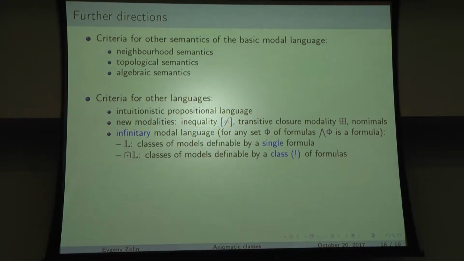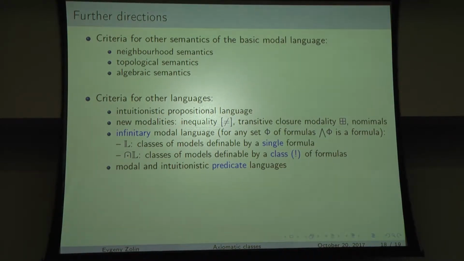In this case, we need to revise our basic definitions of our hierarchy. We have classes definable by a single formula. Classes definable by a set of formulas are the same, because a set of formulas can be converted into a single formula. So the second layer will be the classes definable by a class of infinitary formulas, which is quite unusual. So we expect some interesting results here. And for instance, modal intuitionistic and intuitionistic predicate logics, for them all these questions are also meaningful.